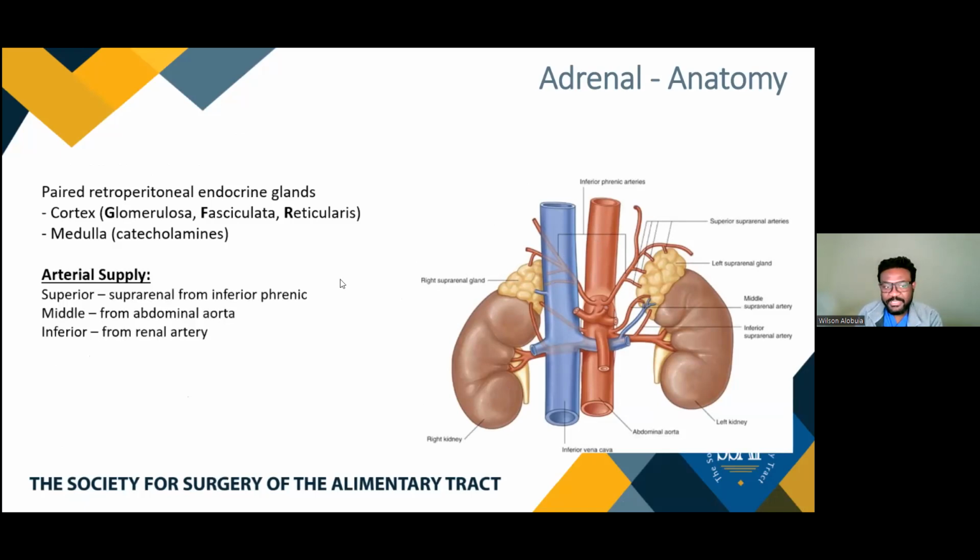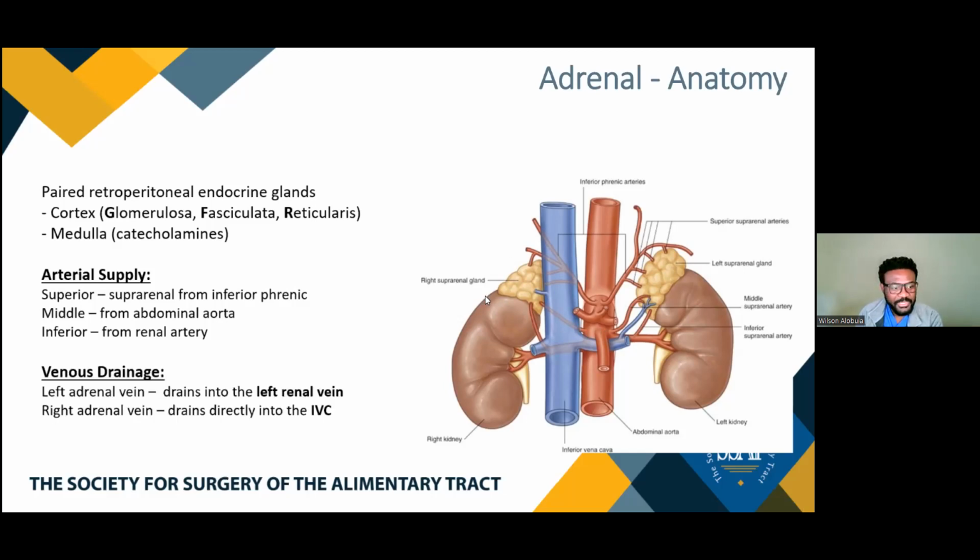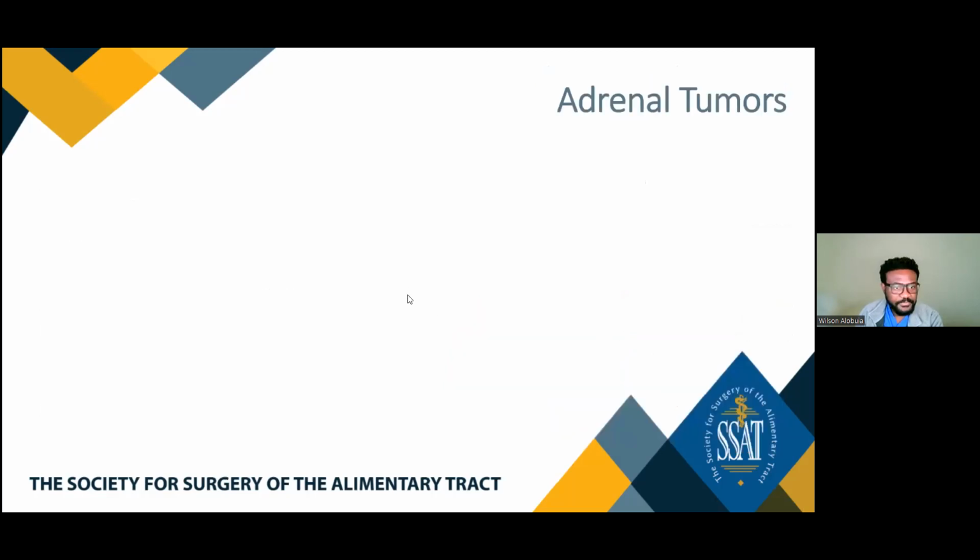For arterial supply, this is actually pretty frequently tested. The superior portion of the adrenal gland gets its blood supply from the inferior phrenic artery. The middle portion gets its blood supply directly from the aorta. And the inferior portion gets its supply from the renal artery. It's super important to remember. Venous drainage depends on what side of the adrenal you're talking about. The right adrenal, because of its proximity to the IVC, drains directly into the IVC, whereas the left adrenal gland drains into the left renal vein.